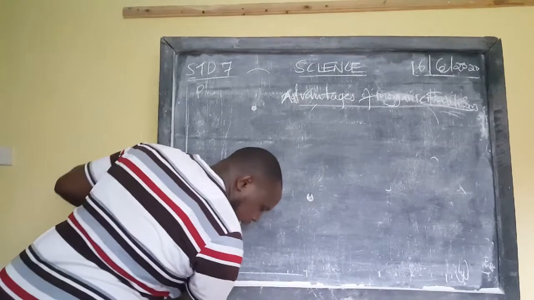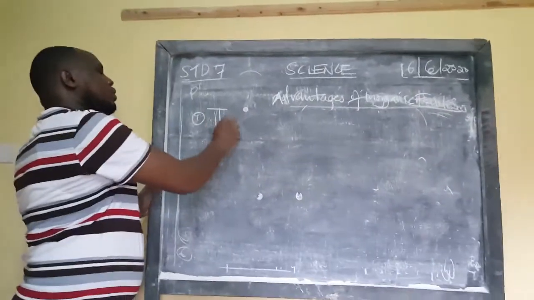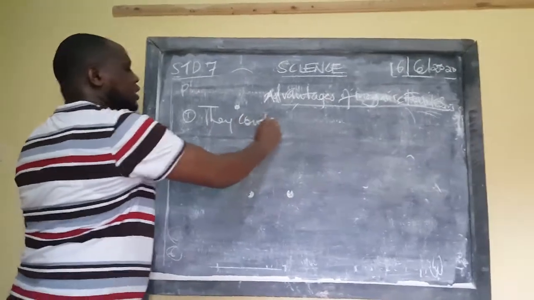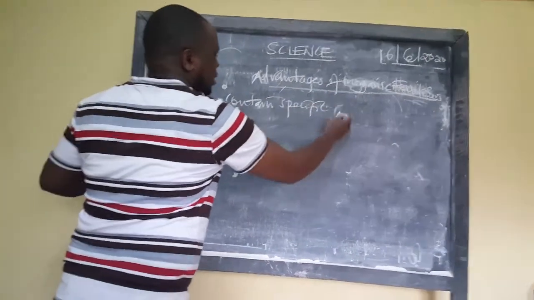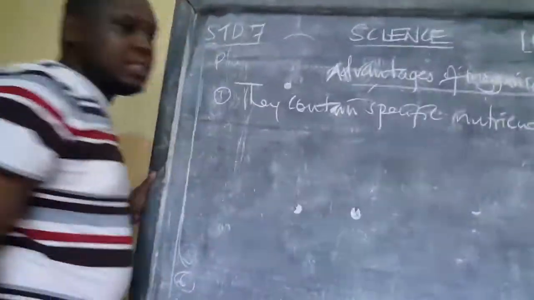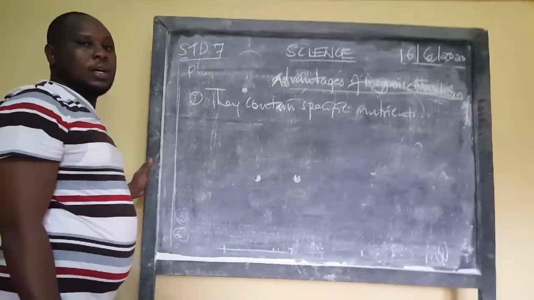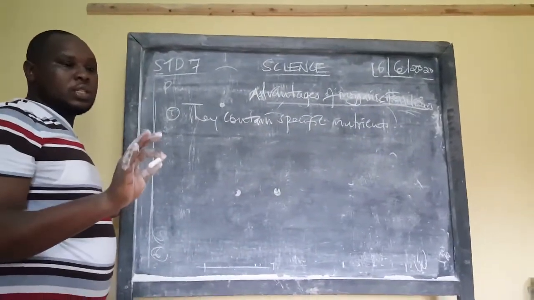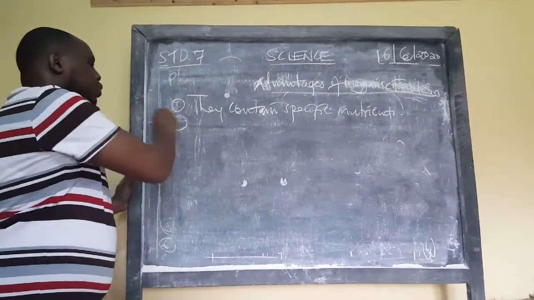So number one, Lana, they contain specific nutrients. I've talked about that, Lana. I won't repeat. So I've said it's CAN. You know, a CAN fertilizer comprises of nitrogenous nutrients. So it contains nitrogen as a nutrient there. So you know specifically what you are adding to the soil.